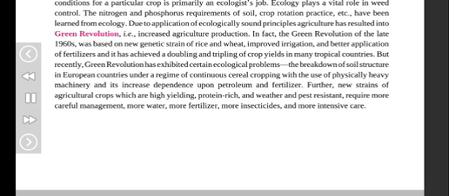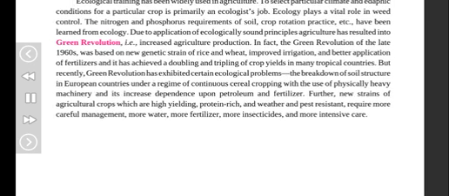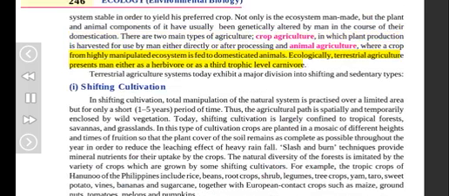There are two main types of agriculture: crop agriculture, in which plant production is harvested for use by man either directly or after processing, and animal agriculture, where a crop from a highly manipulated ecosystem is fed to domesticated animals. Ecologically, terrestrial agriculture presents man either as a herbivore or as a third trophic level carnivore. Terrestrial agriculture systems today exhibit a major division into shifting and sedentary types.